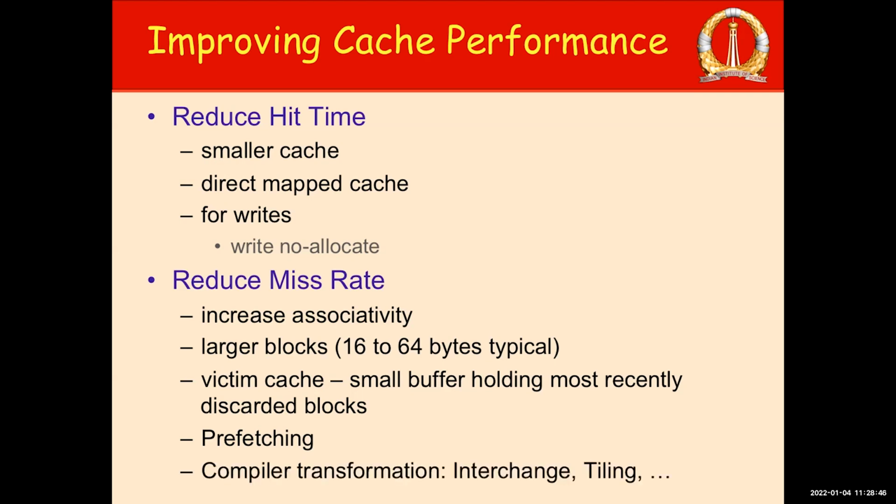Of course, one can do a lot of compiler transformations like loop interchange, loop tiling, etc., to improve the locality in your program and therefore to reduce the miss rate.